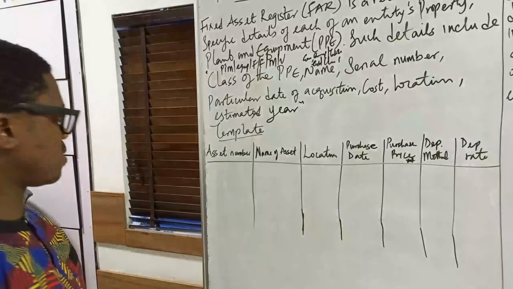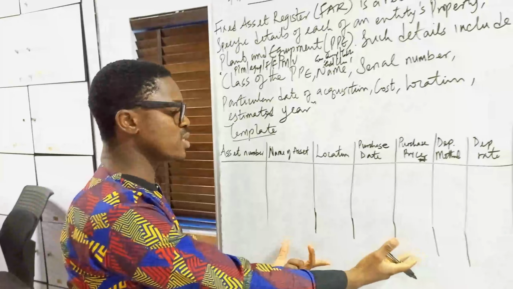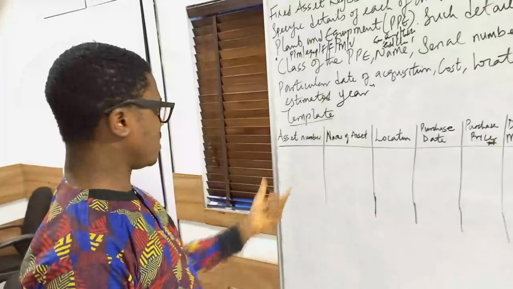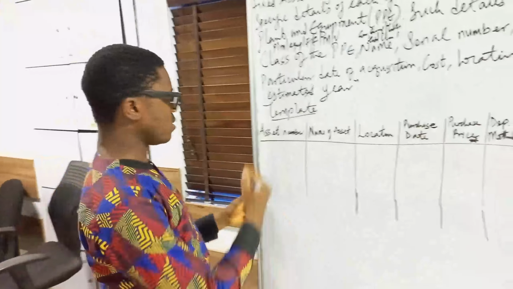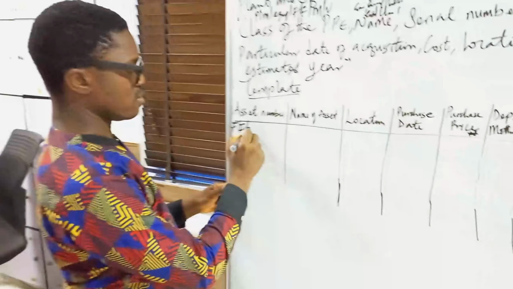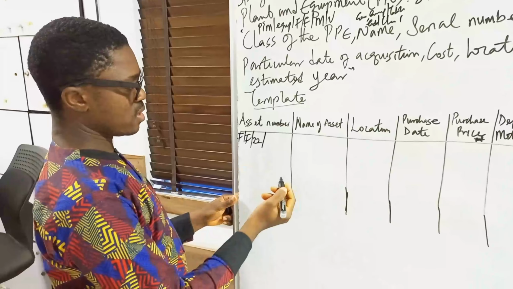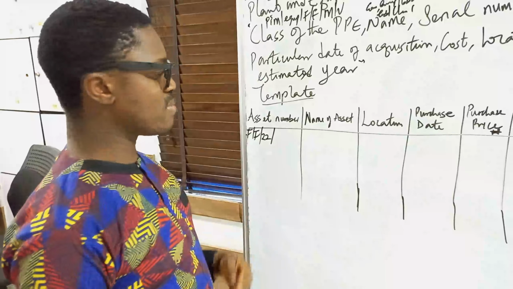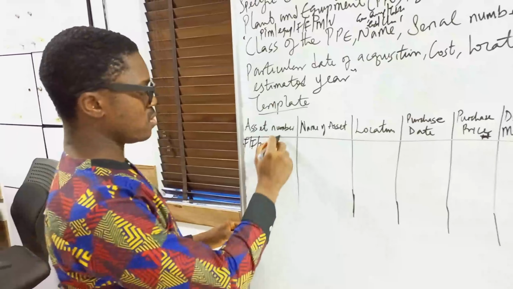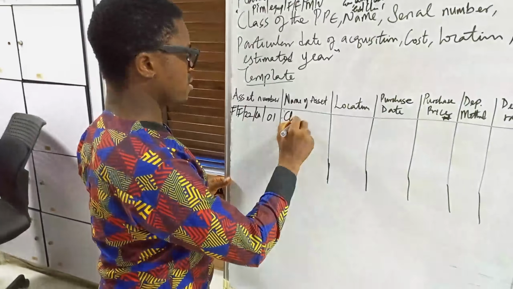So we have this template, and you want to fill it with the property, plant, and equipment of an entity. We have the asset number. The asset number could be F and F slash 22, and this 22 can be 2022, slash. Let's assume the company has many branches, so Lagos slash, and so on. What's the name of the asset? It could be chair.